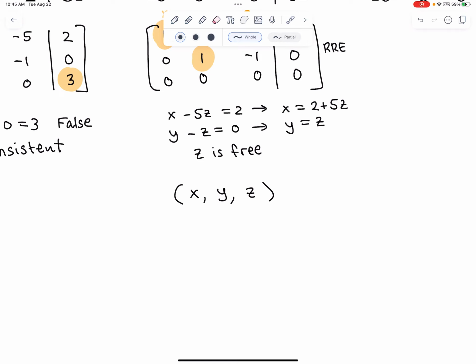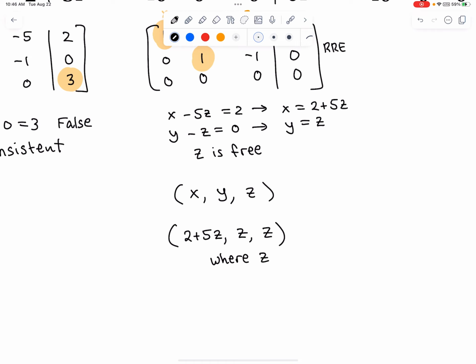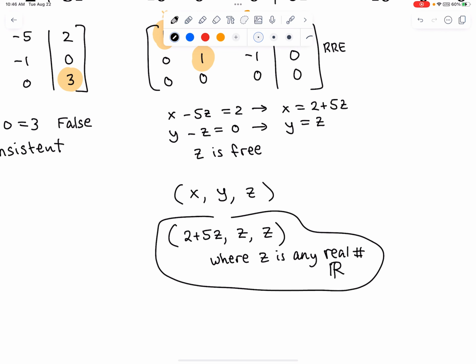So the ones that are basic, x and y, which are dependent on z, you replace them with the equations you got above: x has to be 2 plus 5z, y has to just be z, and z is free, so z can be whatever it wants. So your answers are infinitely many, where z is any real. If you remember, the symbol for real is the bold capital R, any real number. And this is our solution set.